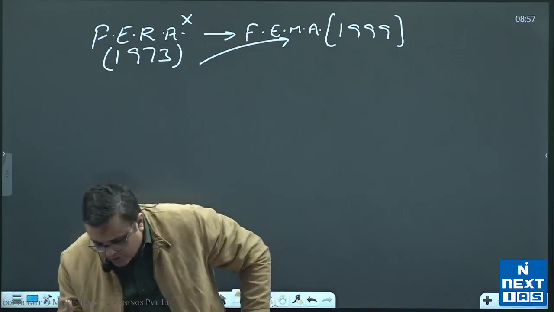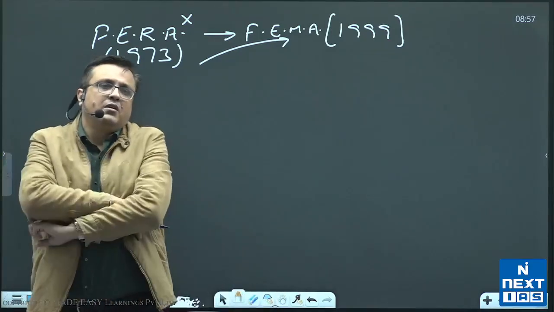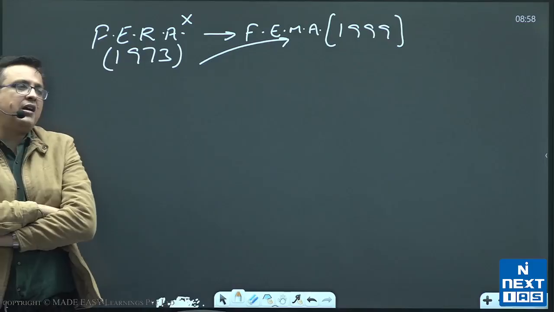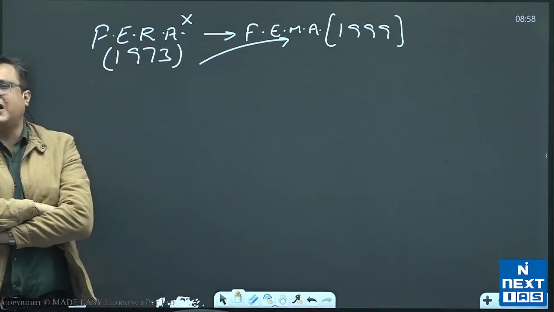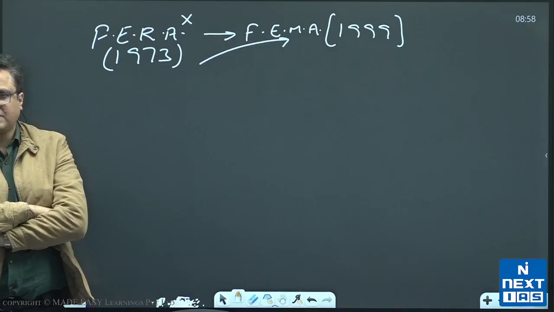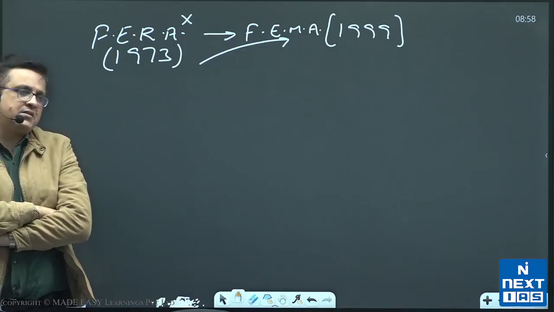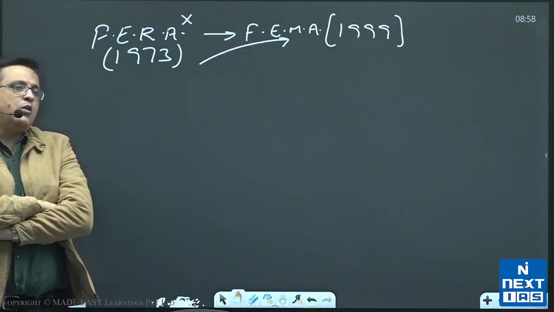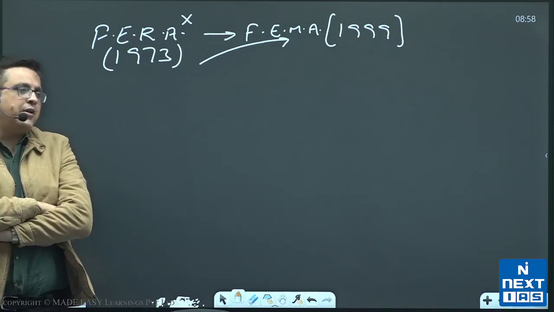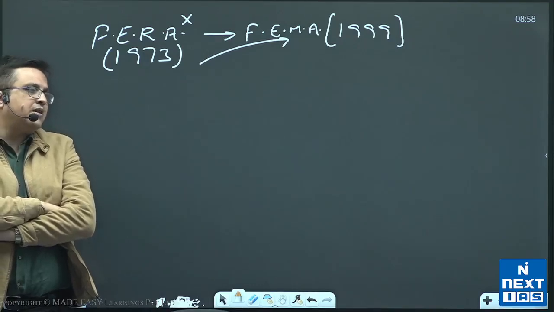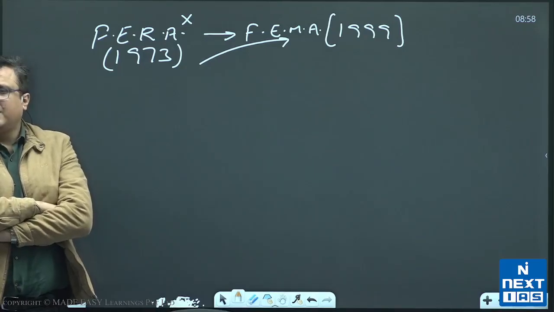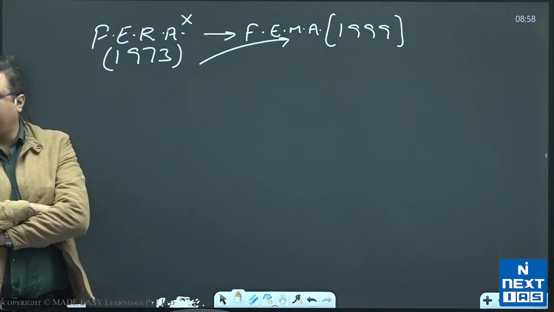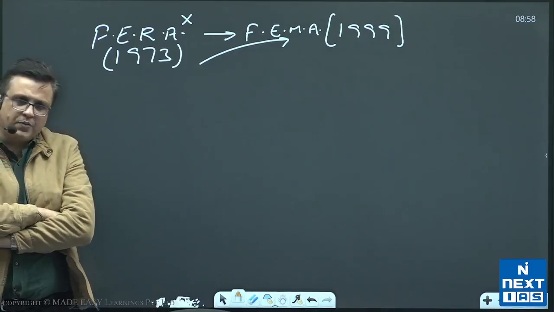Now, if you see the differences, the difference between FERA and FEMA is the same as the difference between the Competition Act and MRTP. What was the difference? Premise. Laws like the Competition Act, laws like FEMA are based on the premise that people will take their responsibility. Business people will not have mala fide intention. They will have bona fide intention. Give them freedom to do business.